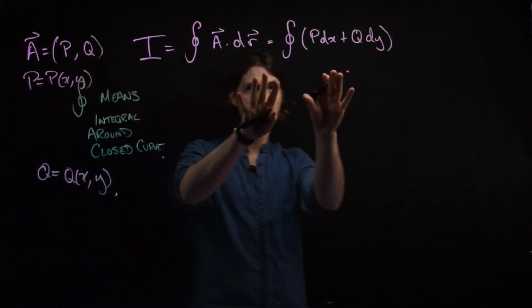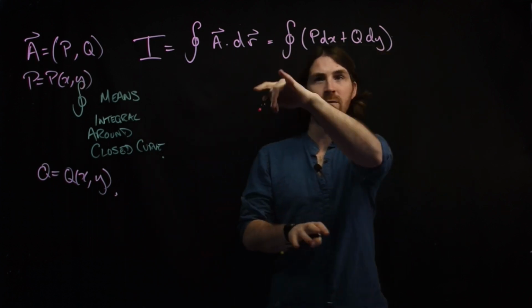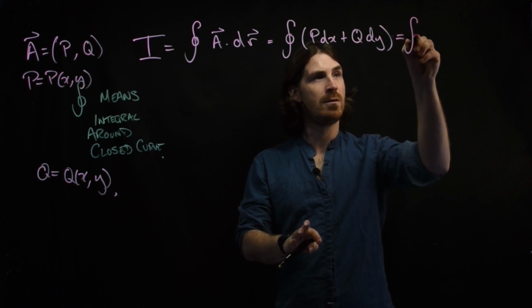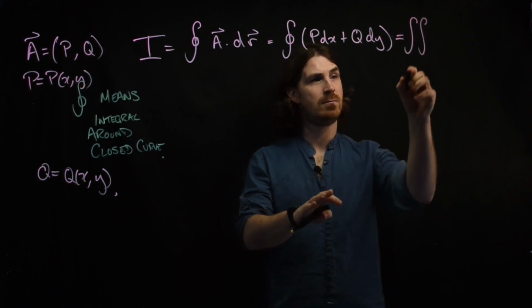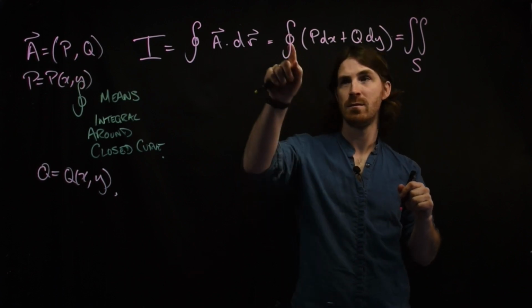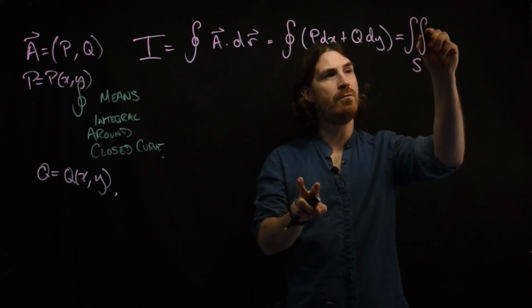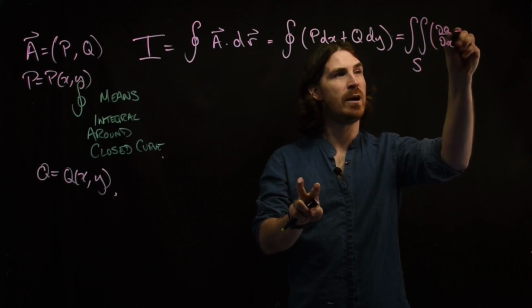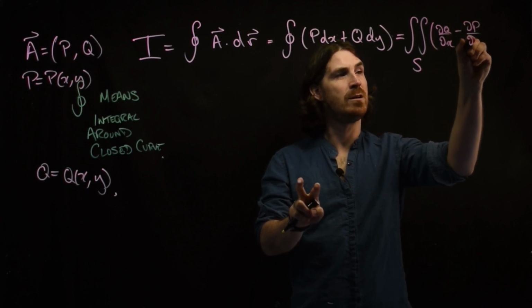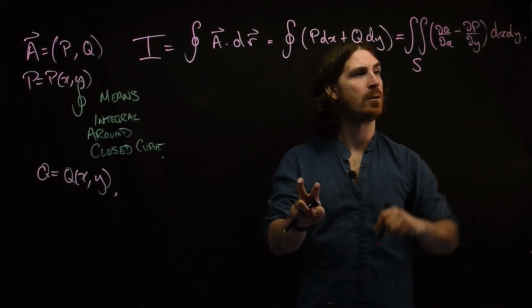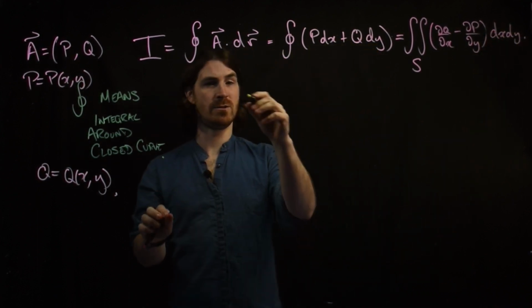All right, and the statement, the theorem, is that this line integral equals a double integral around the region S that's enclosed by this curve of dQ by dx minus dP by dy, dx dy.